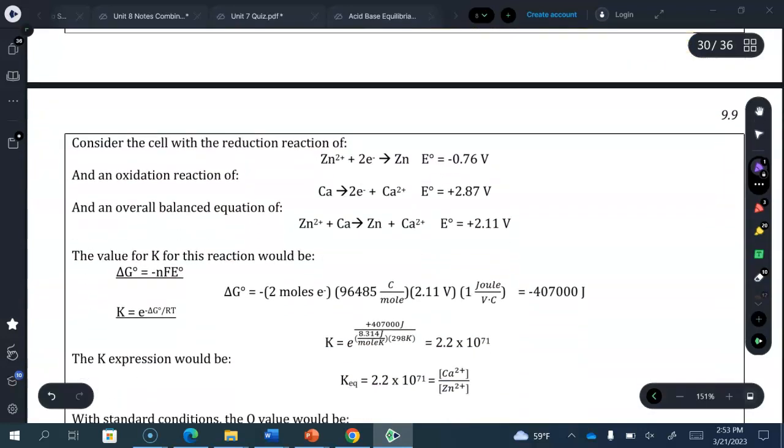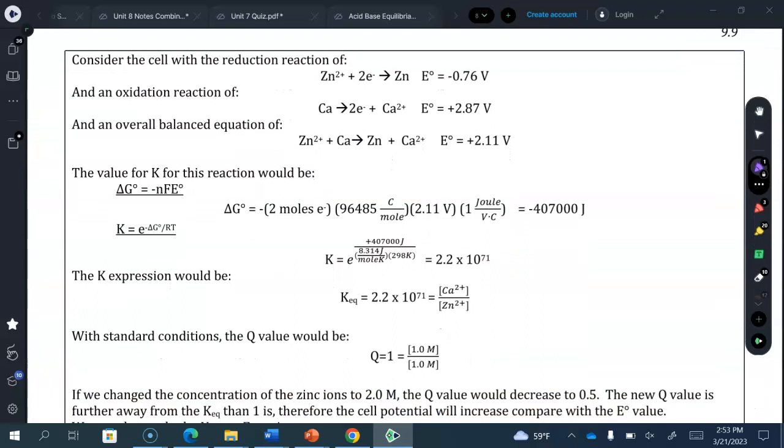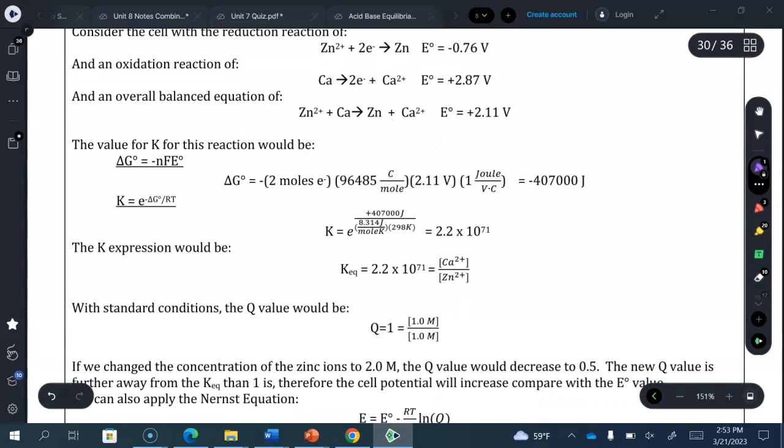And so we can show that here. Consider a cell with a reduction reaction of zinc and the oxidation reaction of calcium, and we have a balanced overall equation shown here. So this is our electrochemical cell, and it's a voltaic cell because it's positive.